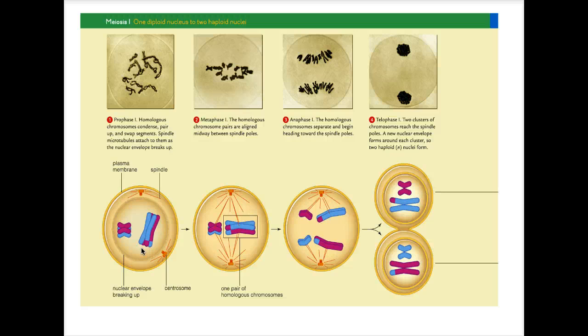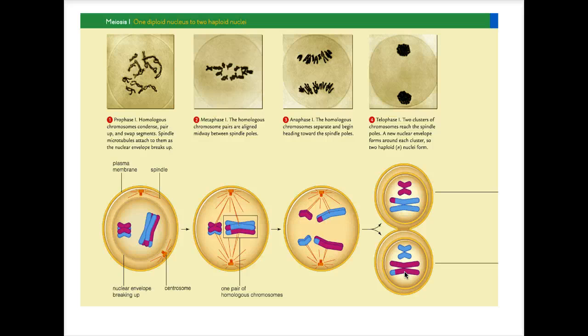Also notice from the parent cell that we started with to the two daughter cells, we are reducing our genetic material by half. So that's why up here it says we're going from one diploid nucleus to two haploid nuclei. Each one of these is haploid, or contains half the genetic material. So if we count 1, 2, 3, 4, 1, 2, 1, 2. So we have achieved the haploid state at the end of meiosis 1.